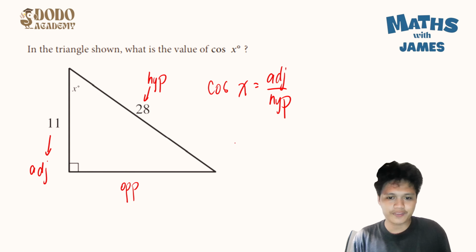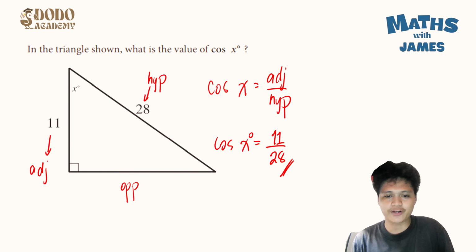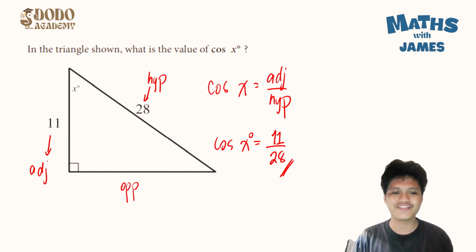So therefore, to obtain the value of cosine x, we can just plug in as follows. Our adjacent is 11 and our hypotenuse is 28. So therefore, our cosine x degrees is just 11 over 28.